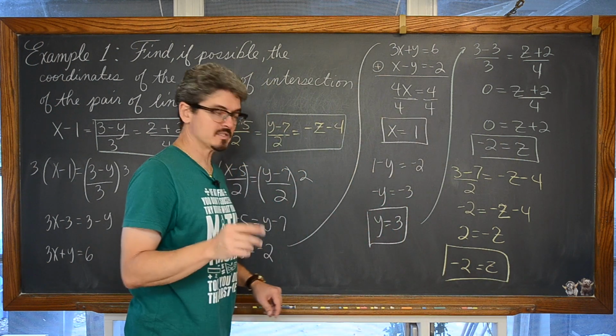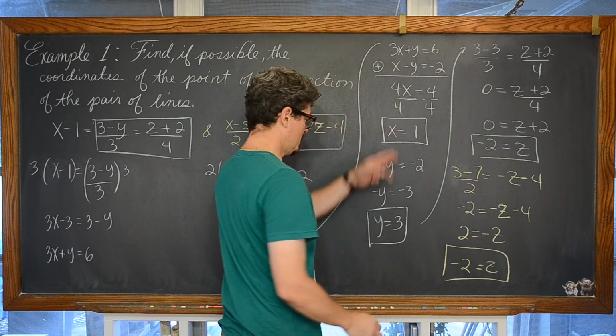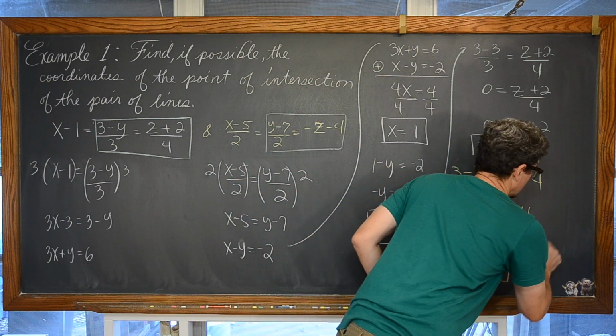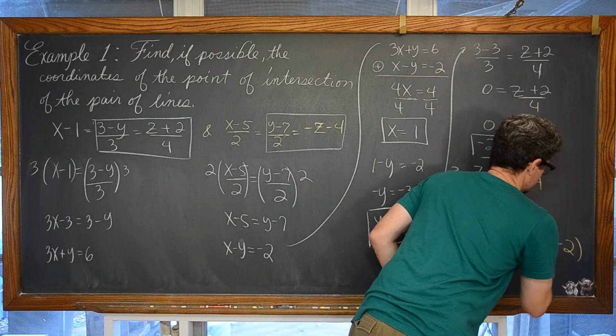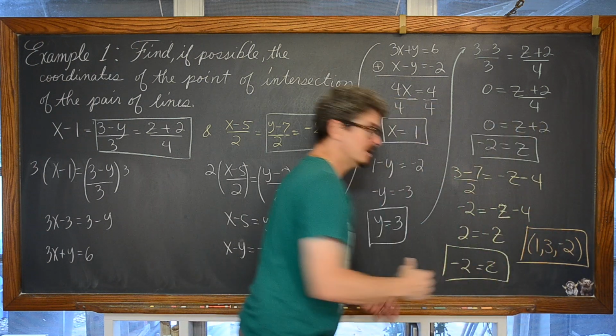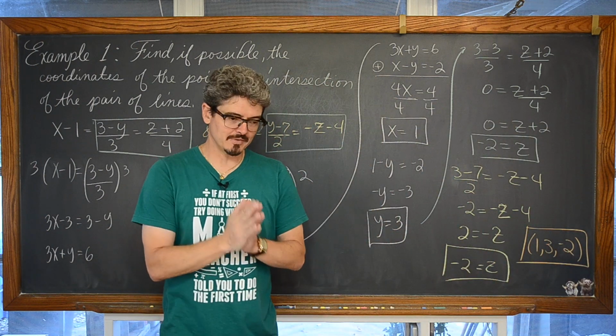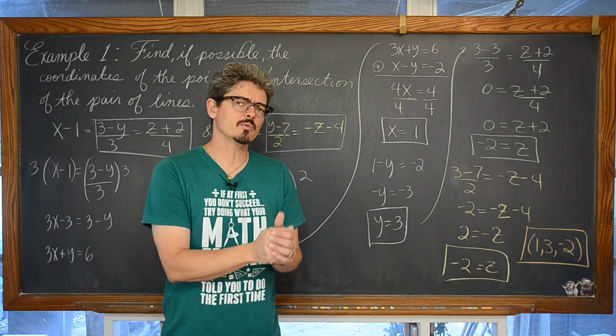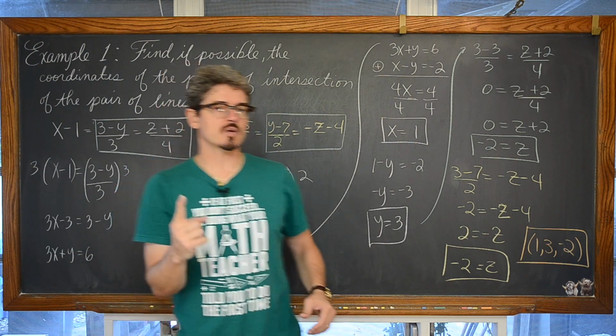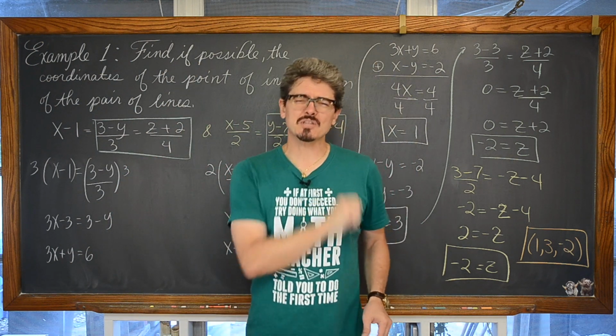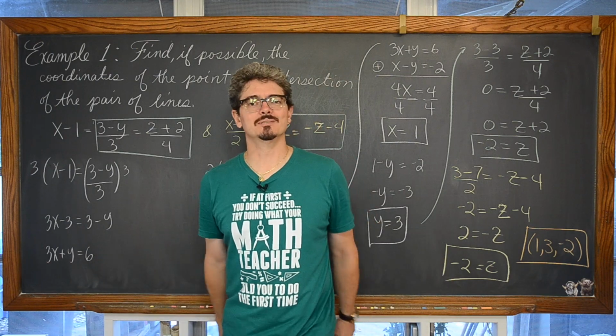So one more time, our point of intersection is 1, 3, and negative 2. So now you know how to find the intersection of two lines that are in three-dimensional space. I have one more example coming up. It's going to be a lot shorter because actually it's not going to have a solution.